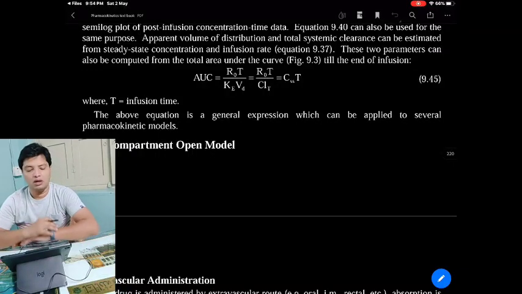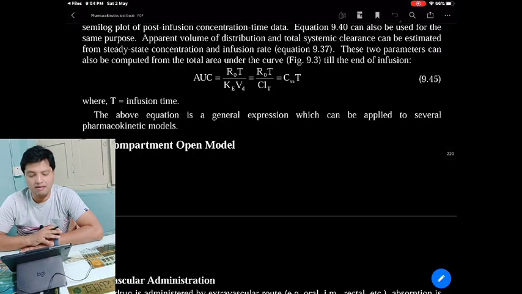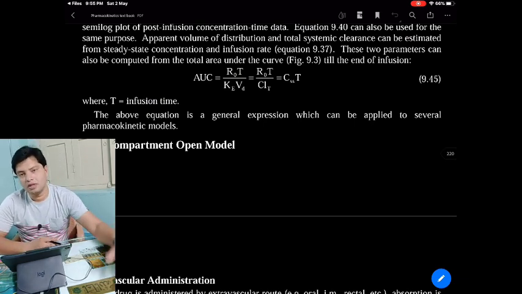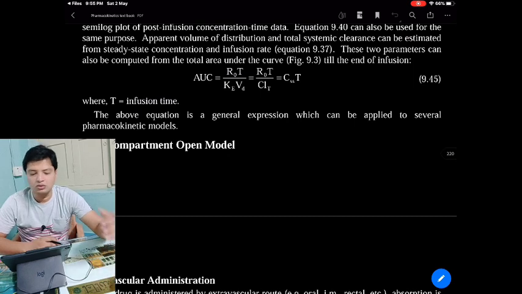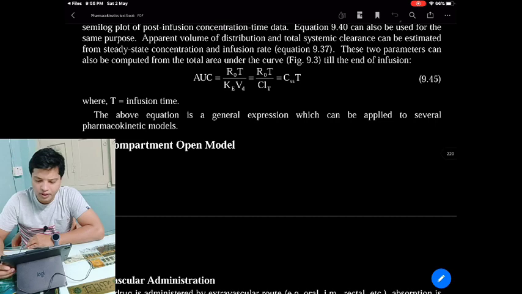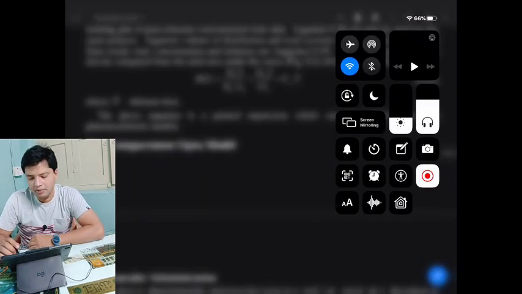We are going to see about the one compartment open model, extravascular administration of the drug. In the previous videos we saw one compartment IV bolus and one compartment IV infusion. Those are vascular. Today we are going to see extravascular.